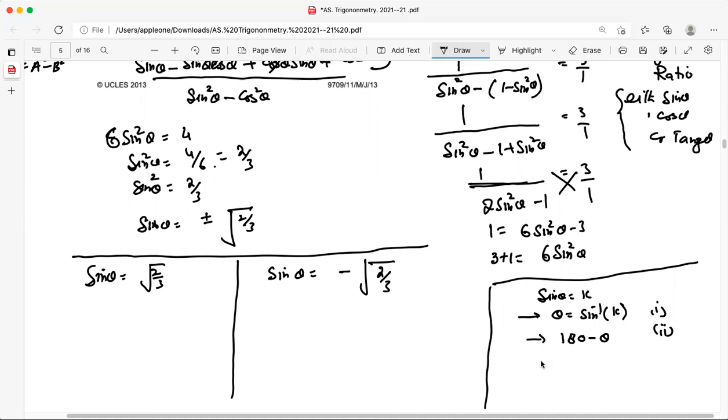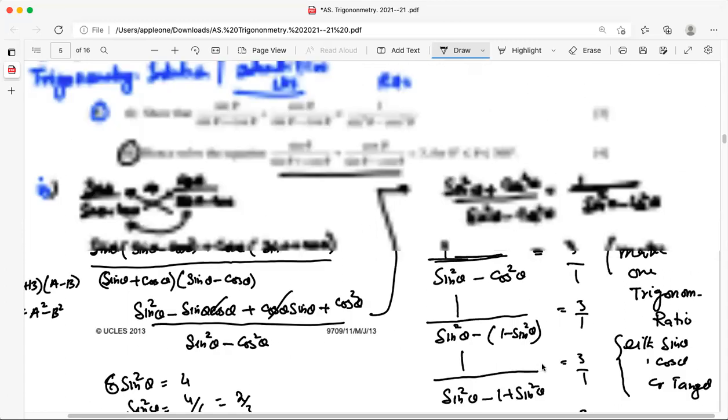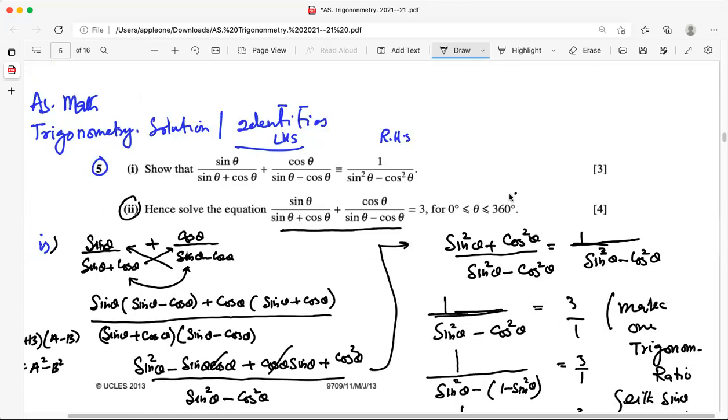The third solution, fourth solution, fifth solution and sixth solution depend on your interval, which is given to you in the question. Like in this question, we are given the range of theta. Theta will be from 0 till 360, not more than that.